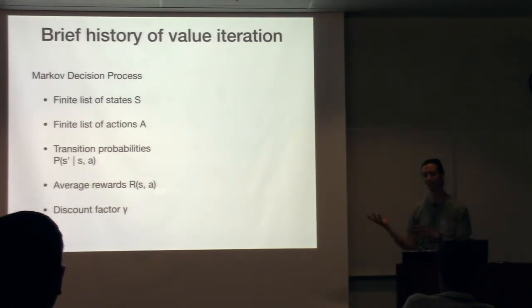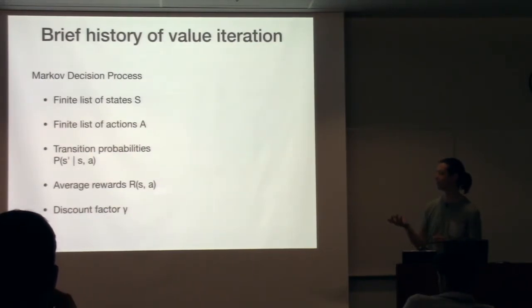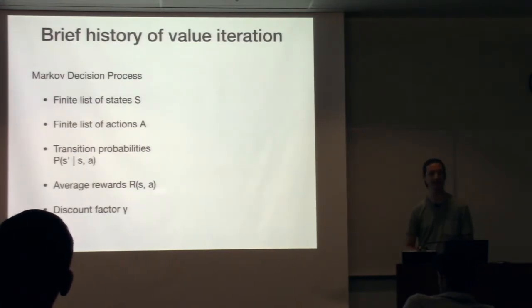A Markov decision process is composed of a list of states S, some list of actions A, and a probability of transitioning from one state to another when you take an action A in that state. You also get some reward, average reward, associated with taking an action in a state. And there's this discount factor gamma that tells the agent how much it should care about rewards in the future versus rewards that it gets right now.